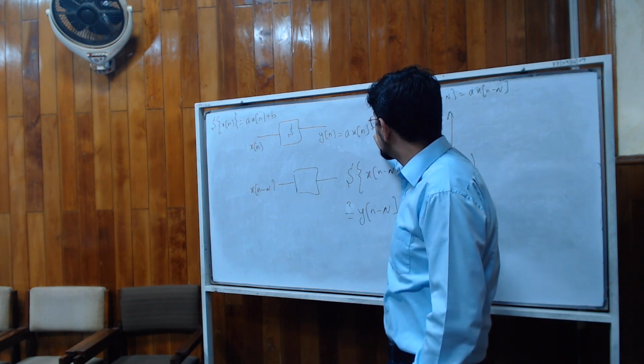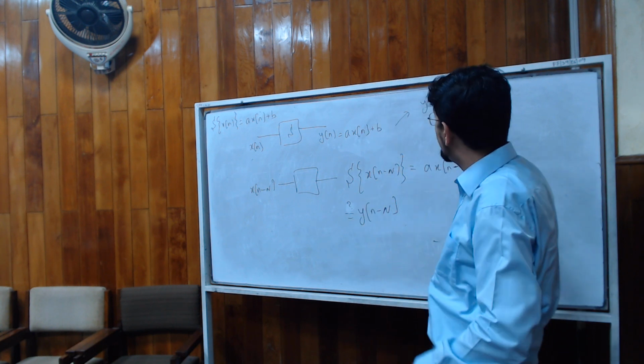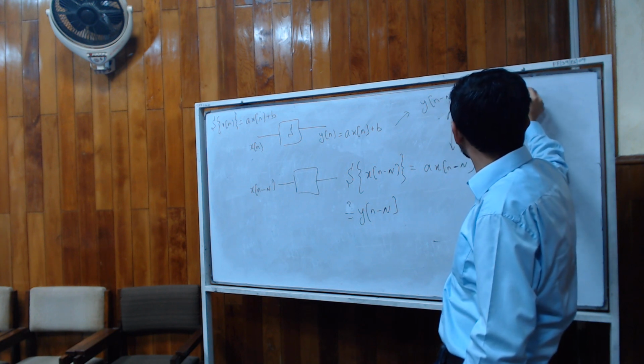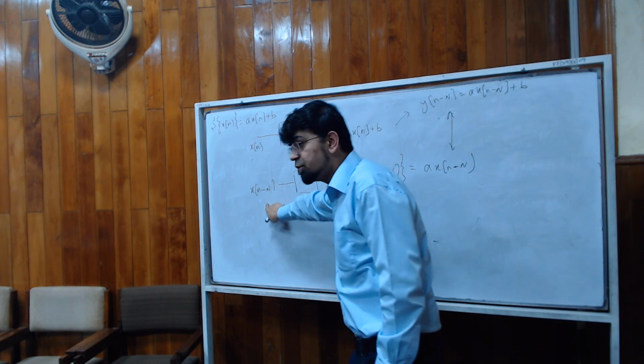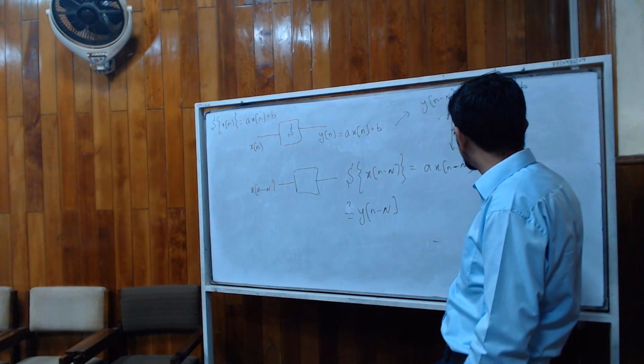So plus B, yes. Get its delayed version. What is the delayed version? Plus B. Now delay the input. Pass that through the system. What do you get? Plus B.